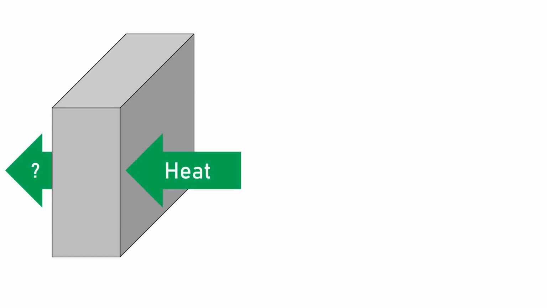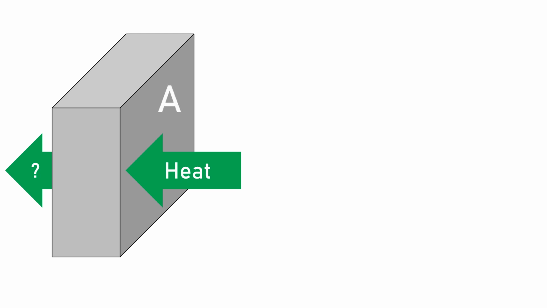Now I'm going to apply heat to one side of that object, but then we can see that we now have an unknown. How much heat would be coming out of the other side of the object? That is to say, how much heat would be conducted through the object to the other side. Now we have a series of knowns that we can use to help us calculate that.